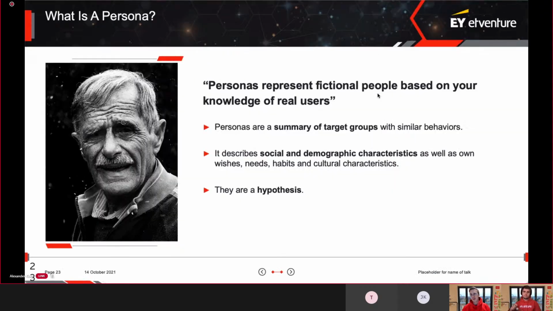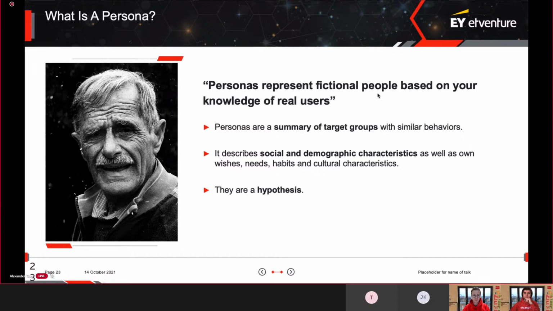So what is a persona? Well, a persona represents fictional people based on your knowledge of real users. So it's really important to think of this, even though this is going to be a fictional person, it should always be connected to experience you have, to real experience, to people you could meet on the street. They are a hypothesis, and it really describes the social and demographic characteristics as well as own wishes, needs, habits, and cultural characteristics as well.